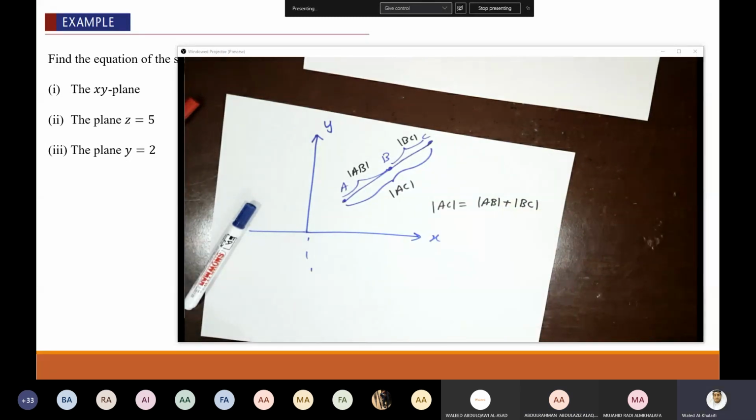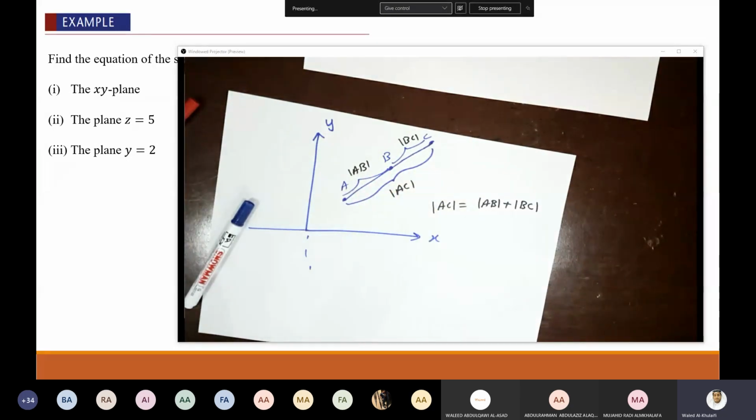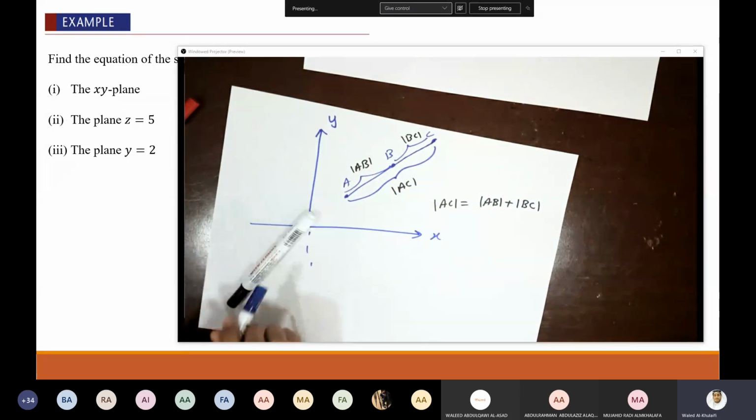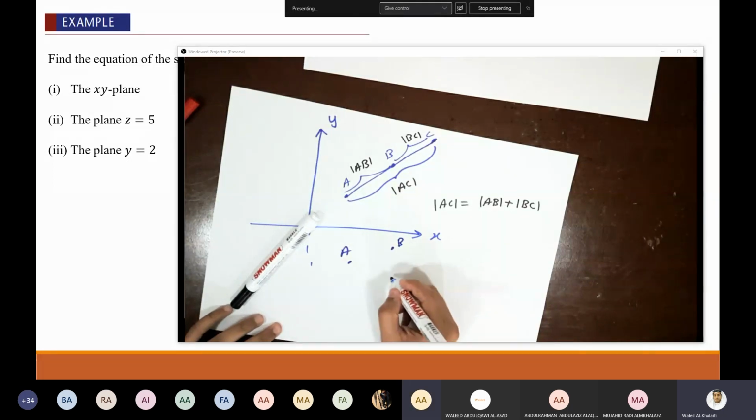If they are in a straight line, but if they are not in a straight line, then yeah, it's not true. Okay. For example, if you have A, like an assignment.